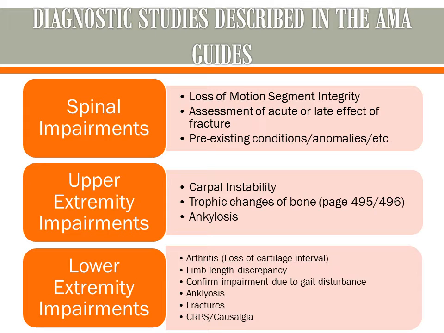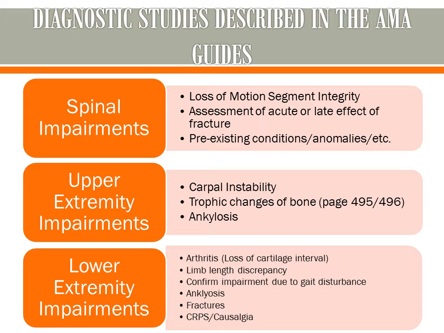In Chapter 16, the upper extremity chapter, X-rays are used for a determination of permanent impairment due to ankylosis. X-rays are used to determine trophic changes of bone, and you can find specific reference to that on pages 495 and 496. X-rays are used for an evaluation of carpal instability. That would be permanent impairment due to other disorders described in Chapter 16.